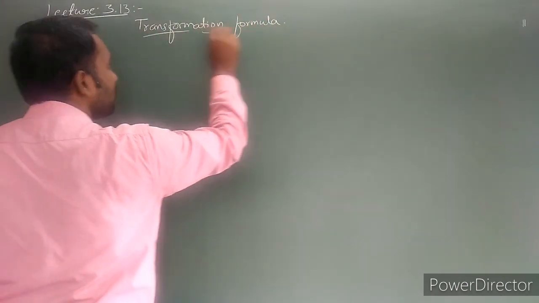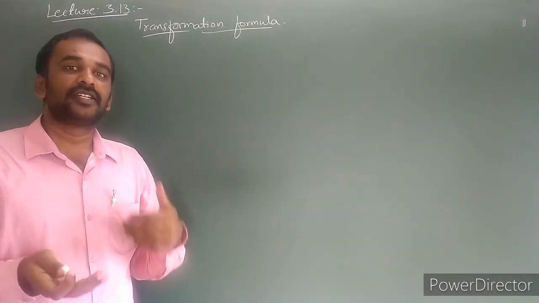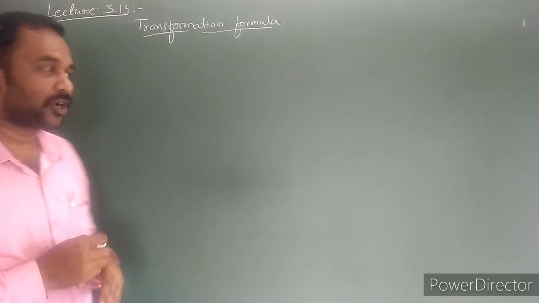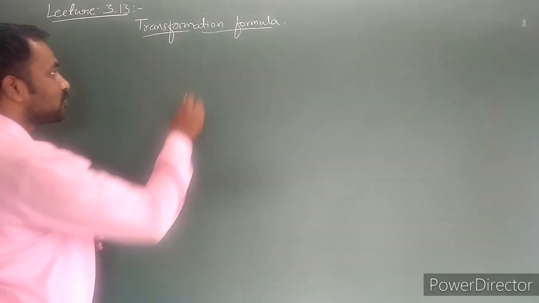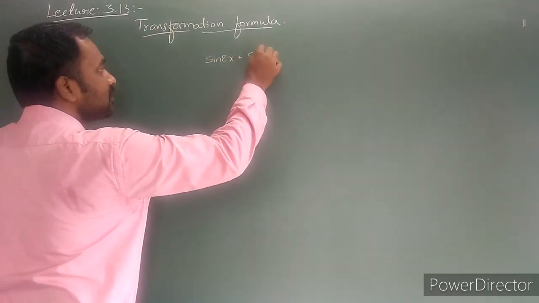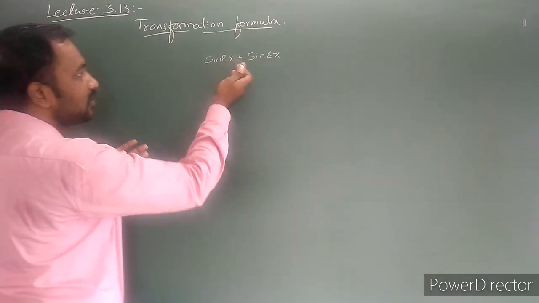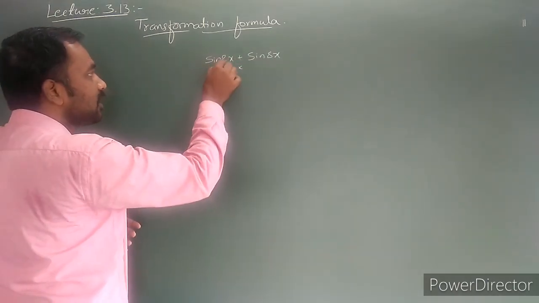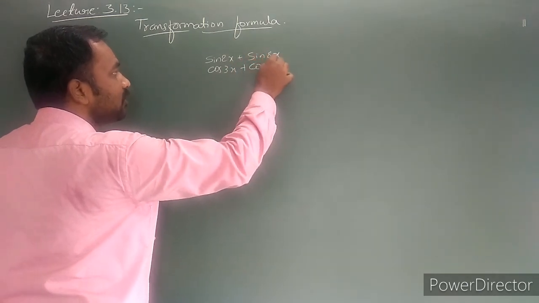Here, suppose the sum of two ratios is given, then how do we convert it into a product? Actually it is not angles, it is ratios only, the sum of two ratios. For example, sin 2x plus sin 8x. How do we convert this sum into a product? Or similarly, cos 3x plus cos 5x.